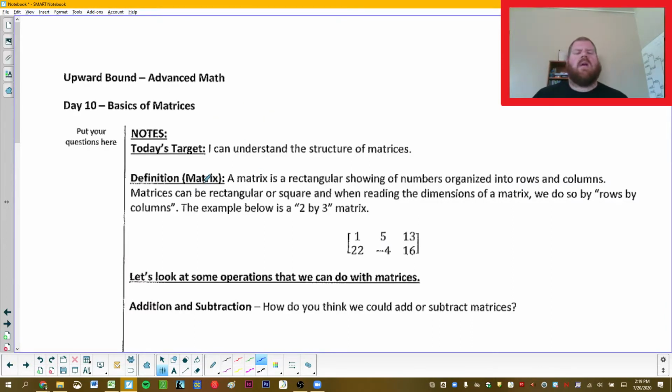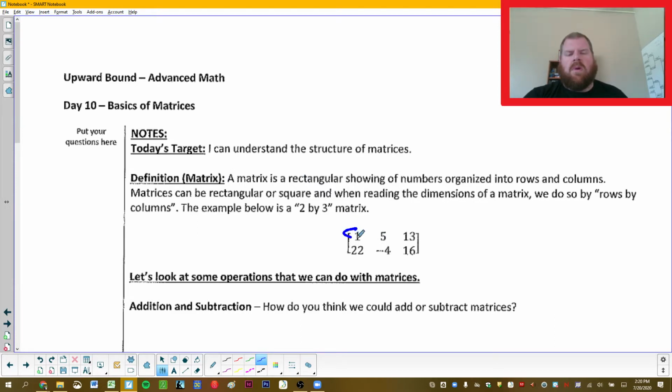The first thing I want to look at is the definition of a matrix. A matrix is a rectangular showing of numbers organized into rows and columns. Matrices can be rectangular or square, and when reading the dimensions of a matrix, we do so by rows, by columns. The example down here is a 2 by 3 matrix.